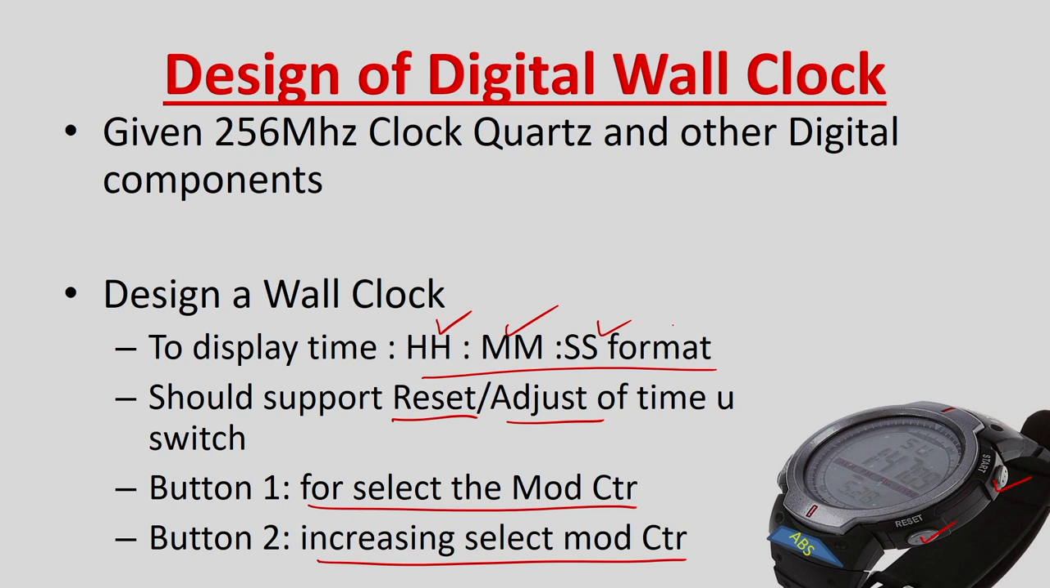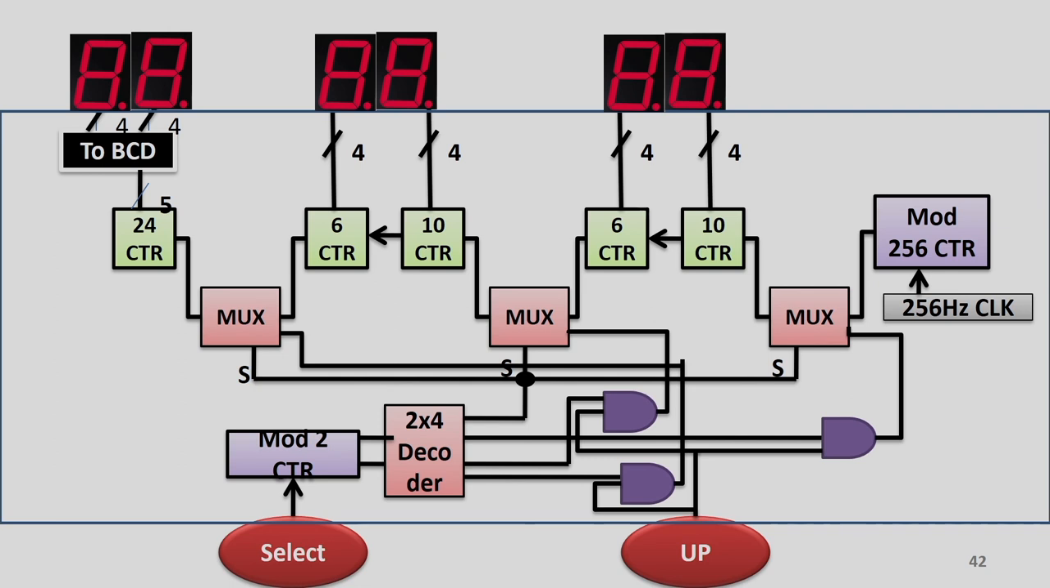So, one button is for selecting the mode, and the second button is used for keeping the counter. Suppose you put s is equal to 1 and select the second, then the second value will start increasing. Earlier it was 58, then 59, then 0, 1, 2, counting in increment order. So, how can it be done? In this case, we can design it like this.